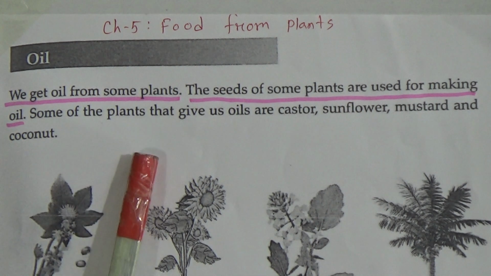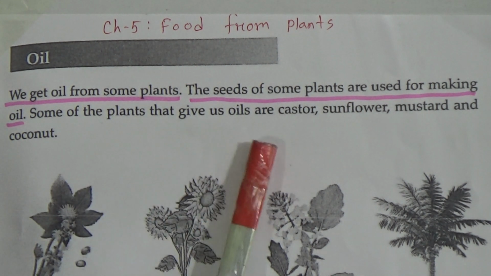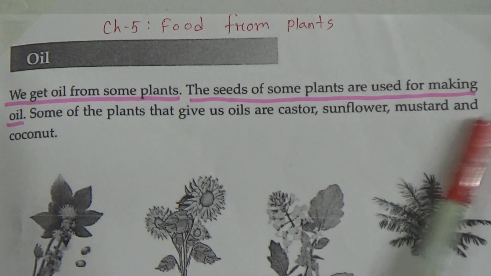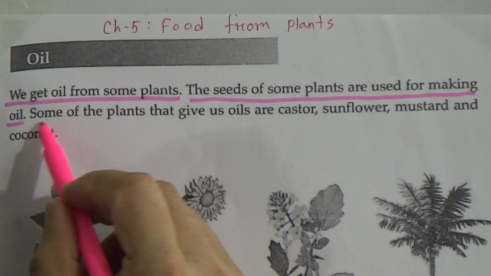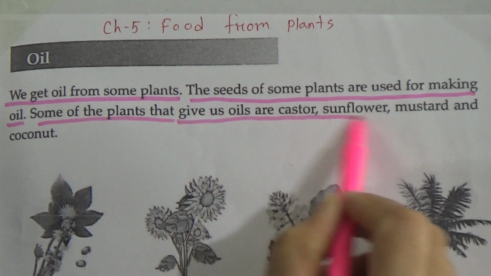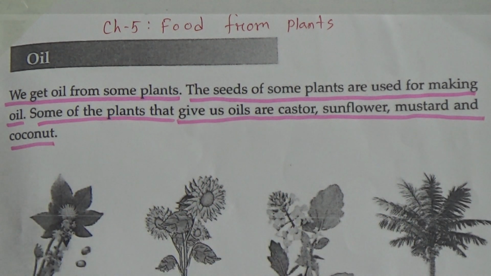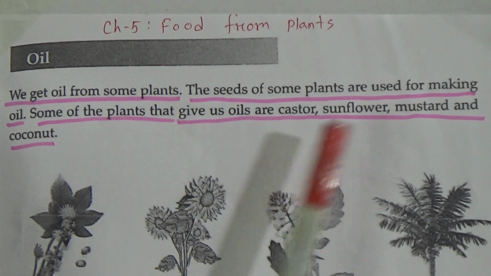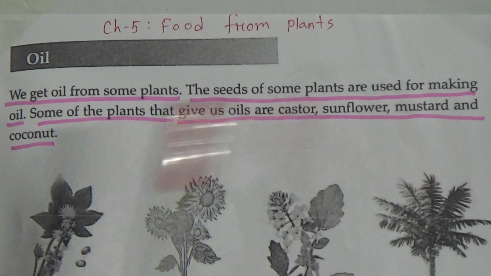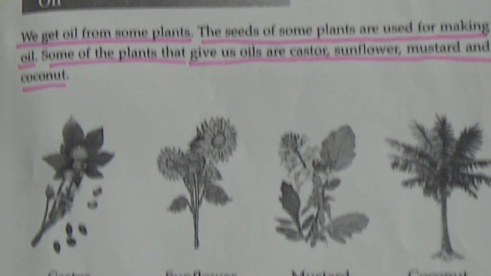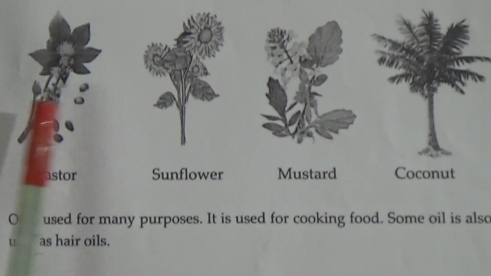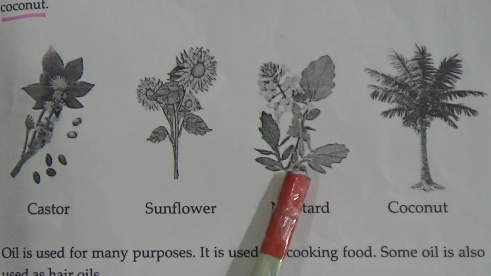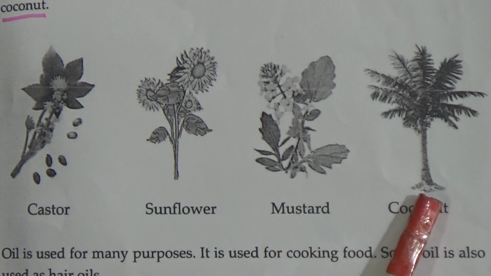Some of the plants that give us oils are castor, sunflower, mustard and coconut. This line also important, so underline this line. Now see this figure. This is the figure of castor, this is sunflower, this is mustard and this is coconut.